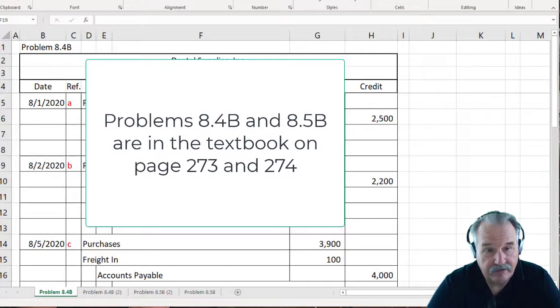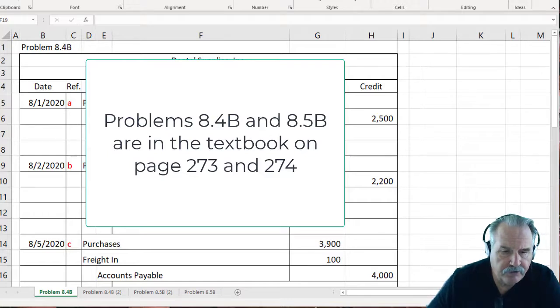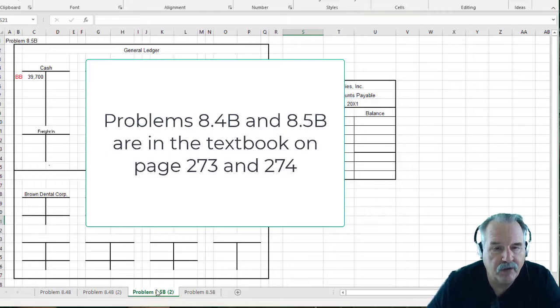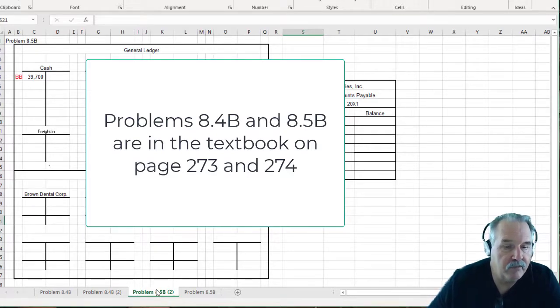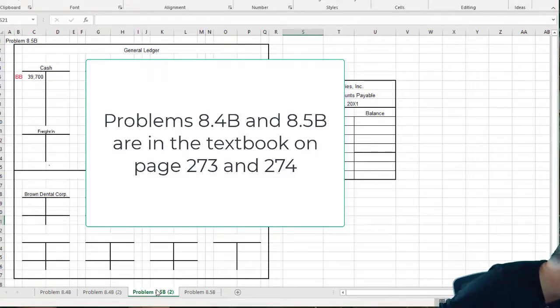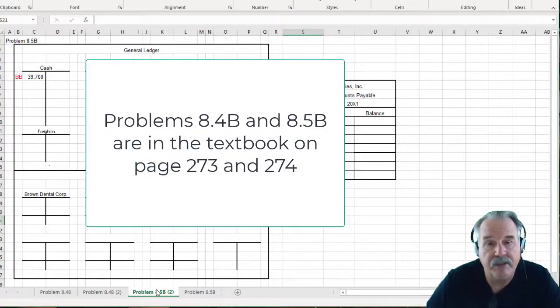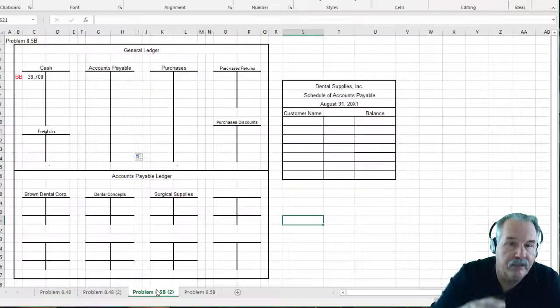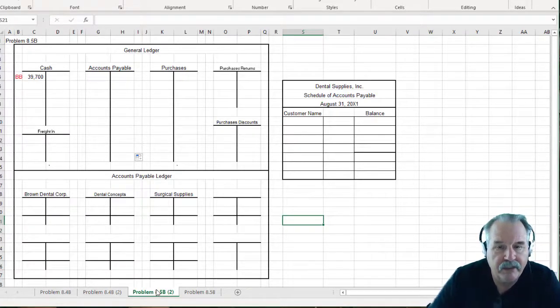As we make these entries into our general ledger, we will also keep track of each vendor in an accounts payable ledger. This particular problem is 8.4b and 8.5b. These are in your book on page 273. So as we record these transactions in the general ledger, anything that goes to accounts payable also needs to be posted into the accounts payable ledger.